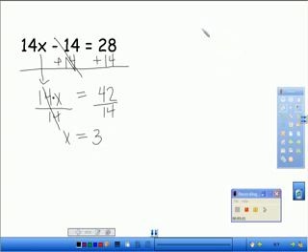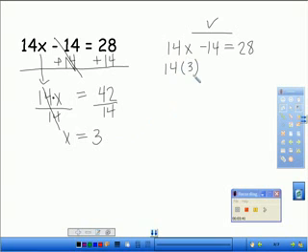So now I have to check my answer. So I'm going to come over and I'm going to write down the original problem. 14x minus 14 equals 28. I'm going to plug in my answer, which is 3, for x. So I'm going to substitute. 14 times 3 minus 14. I need to see if I get 28.